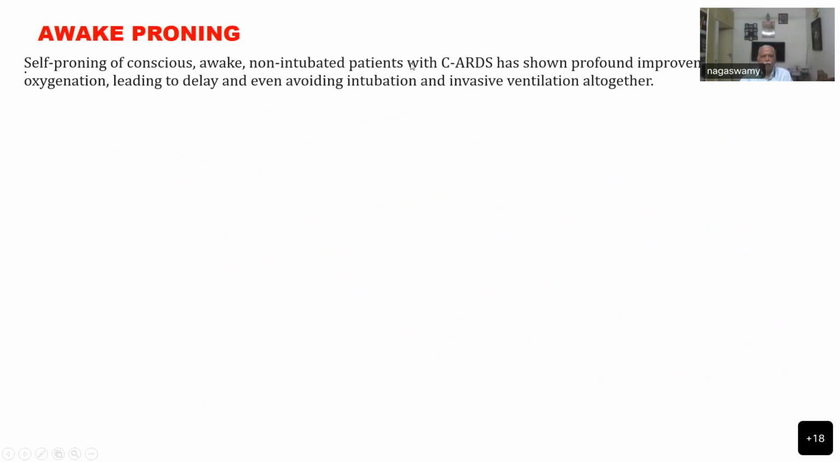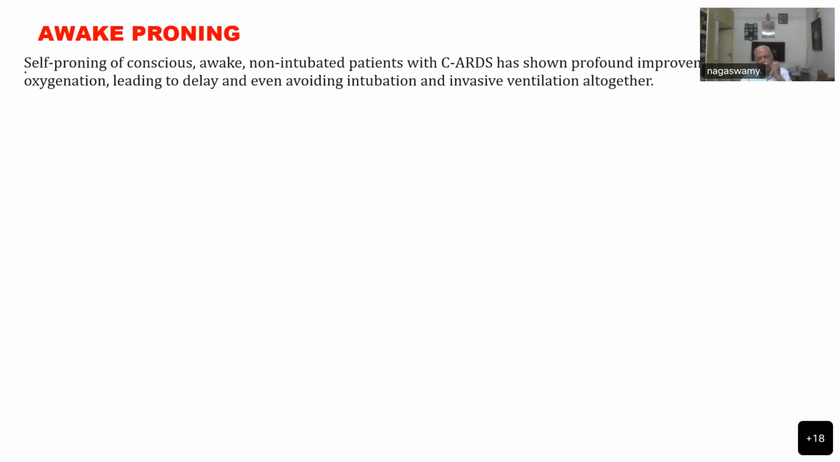This is the one word I think you have to add in your answer. It is a non-intubated patient with COVID ARDS that shows profound improvement in oxygenation, leading to delay and even avoiding intubation and invasive ventilation altogether. I think most of you would have had a very good, rich experience with the first and second waves when you were all posted in COVID wards to manage these patients.